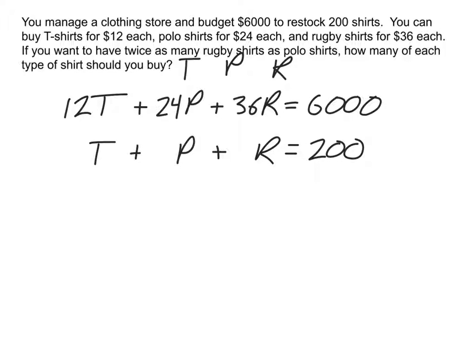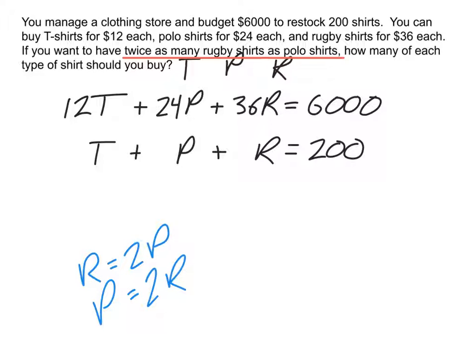What haven't I used yet? Well, we want to have twice as many rugby shirts as polo shirts. And this is actually a piece that sometimes will throw us off. Because the question comes up, is it going to be R equals 2P, or is it going to be P equals 2R? And if you're not sure, do yourself a favor here. Plug in a number really quick. Let's check that first. We want twice as many rugby shirts. So normally what I see is 2R. Twice as many rugby shirts would equal P.